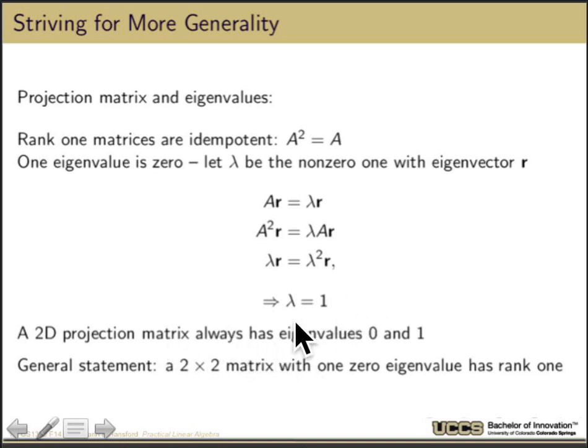So in fact, that allows us to see that any 2D projection matrix always has eigenvalues 0 and 1, because a 2D projection matrix is idempotent. Once I've projected things onto the line, I keep projecting them on the line. Nothing else happens. So as a general statement, a 2 by 2 matrix with one 0 eigenvalue always has rank 1. The number of non-zero eigenvalues is going to be the same as the rank.